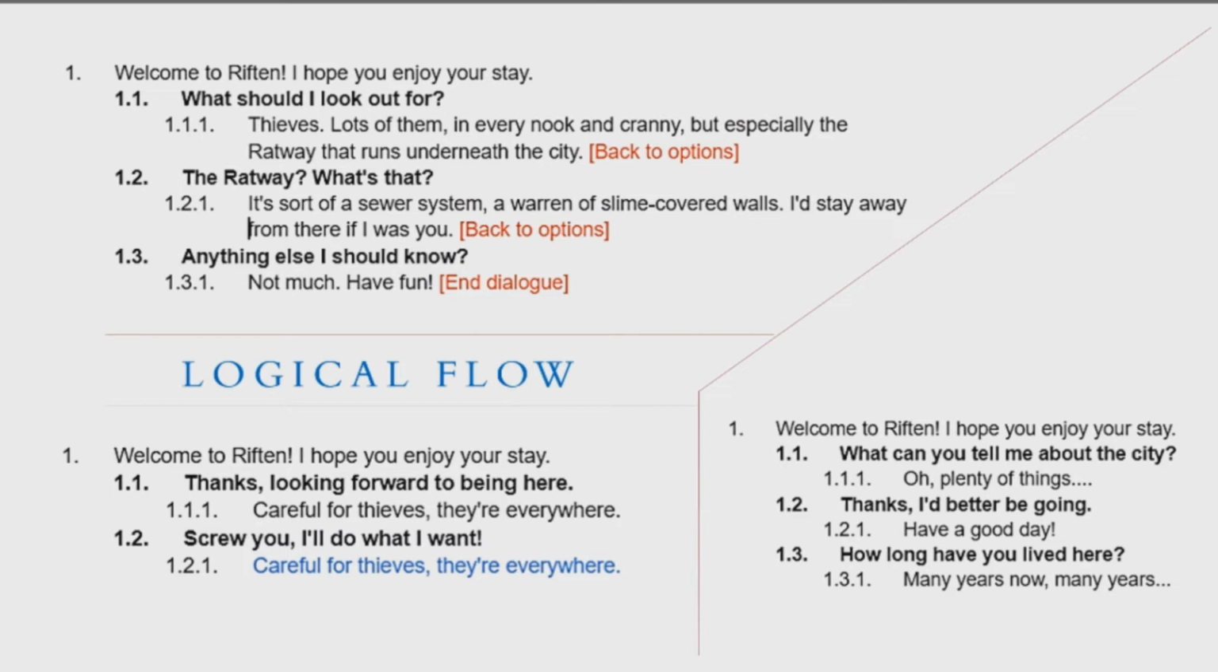So we read in order the questions that we can ask, followed by our way to get out of the conversation. This one really becomes a problem when you decide that you want to add another option. Like if I didn't know that I was going to write, how long have you lived here? And then I think, ooh, that would be a good idea.